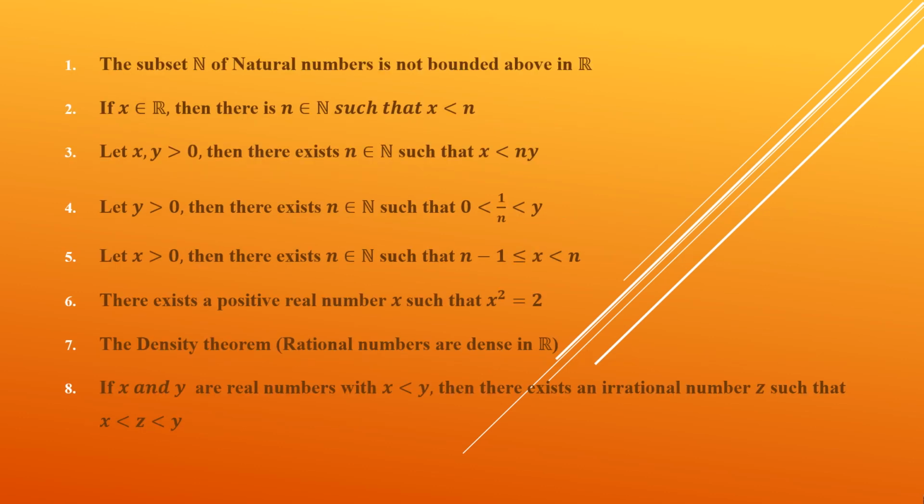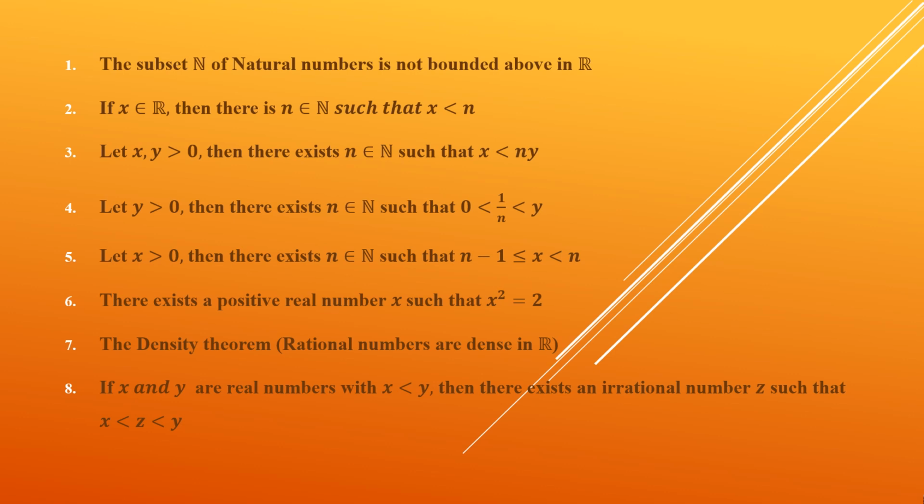Some of the properties that we have listed and proved here are as follows. First, the subset N of natural numbers is not bounded above in R. Second property, if x belongs to R, then there is a natural number n such that x is less than n. Third property, if x and y are both positive numbers, then there is a natural number n such that x is less than ny.